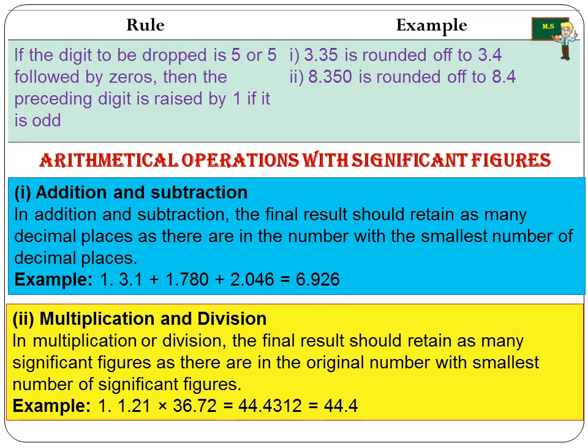Then multiplication and division. In multiplication and division, the final result should retain as many significant figures as there are in the original number with the smallest number of significant figures. Example 1, 1.21 times 36.72 is equal to 44.4312 as the original answer, but here we put it as 44.4, because this 3 is less than 5, so we neglect the 312 and just put 44.4.